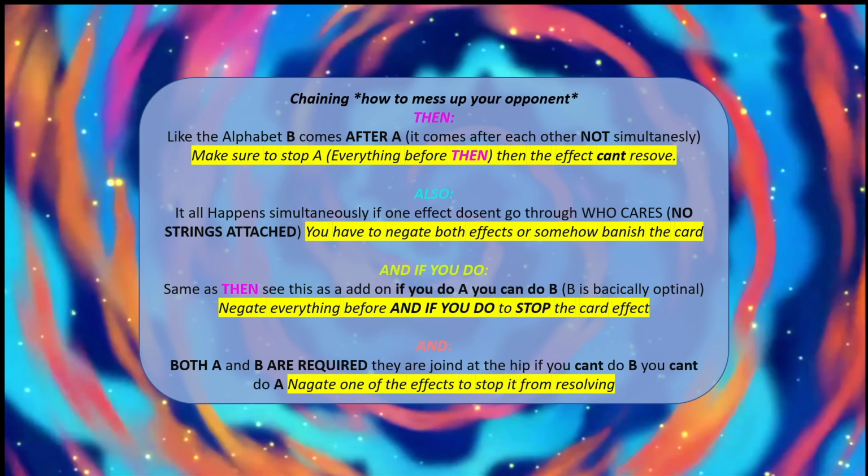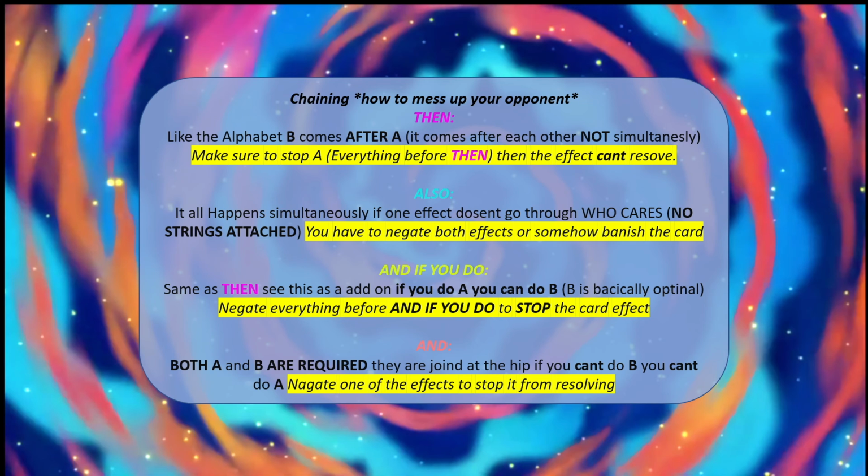So this is basically the whole keywords and understanding them. Some of them are easier to negate. I would say the then and if you do and are the easiest to negate, because you just have to target everything before the sentence. And also, also is both of them. There you just have to choose, what do you really, really want to stop.